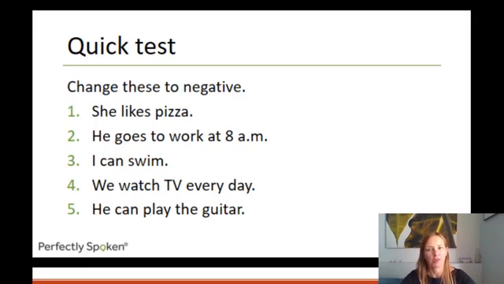Okay, so here we are. Number 1, she likes pizza. Number 2, he goes to work at 8 a.m. Number 3, I can swim. Number 4, we watch TV every day. And number 5, he can play the guitar. So write these in negative.